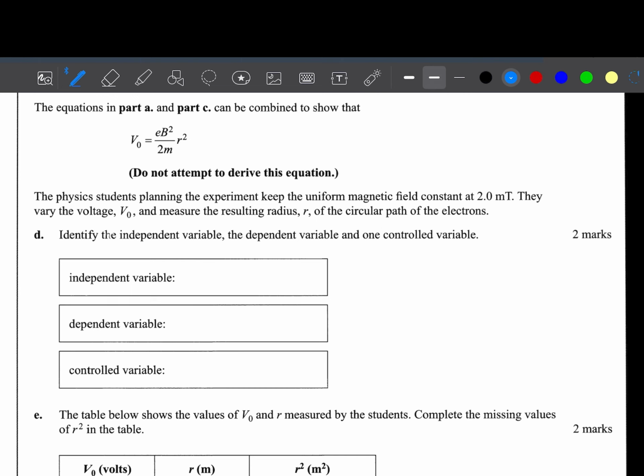The physics student planning the experiment keeps the uniform magnetic field constant at 2. They vary the voltage and measure the resulting radius of the circular path. Identify the independent variable, the dependent variable, and the one controlled variable. So the independent variable is going to be the voltage. The dependent variable is going to be radius because that is being measured. The control variable is the magnetic field because that is constant.